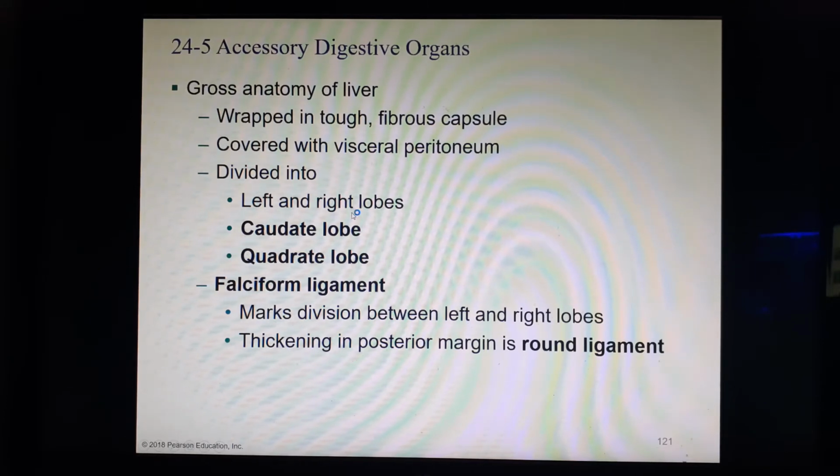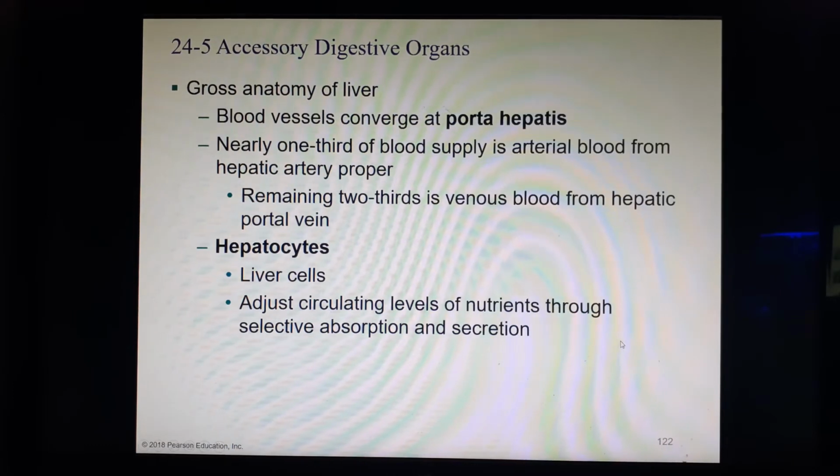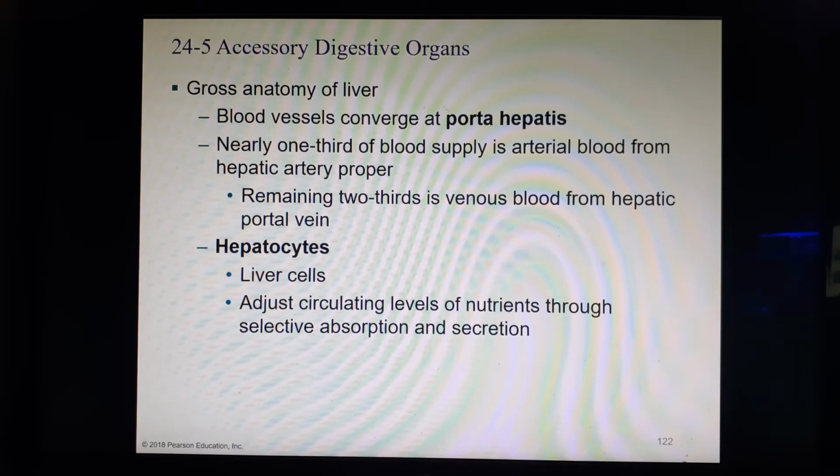It's divided into a right lobe and a left lobe that are really obvious. And then we have two smaller lobes that you have to look at from the inferior side to actually see them well. They are the caudate and the quadrate. The right and left lobes are easy to see because there's a falciform ligament that shows you the division between them. And at the back, it gets thicker, and then it becomes what we call the round ligament.